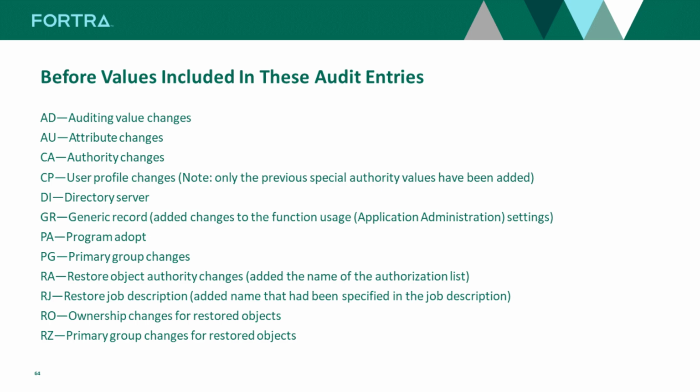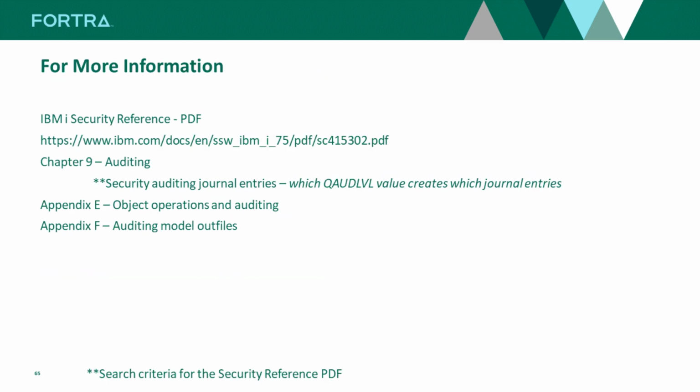And then there are many entries now that include before entries in those audit journal entries. So auditing changes, so you know if auditing's been turned on and off to an object, what that value was previously. So if it got changed from *ALL to *CHANGE or none, you would know that. Invaluable before entries on changes of user profiles, so you know if special authorities have been added or removed, if their job description got changed, if their user class got changed. So something to take into consideration.